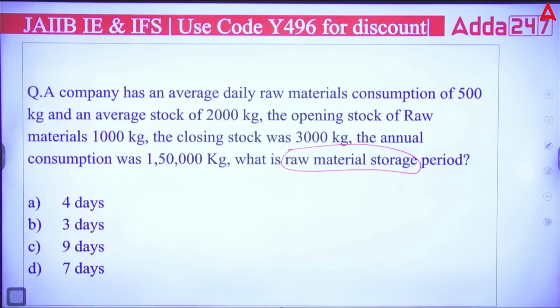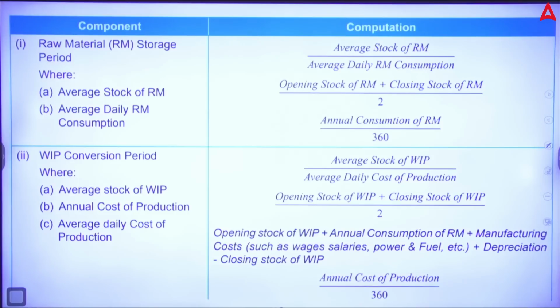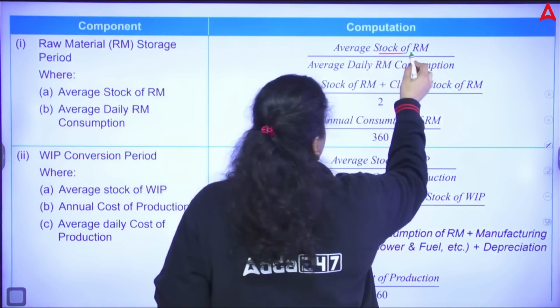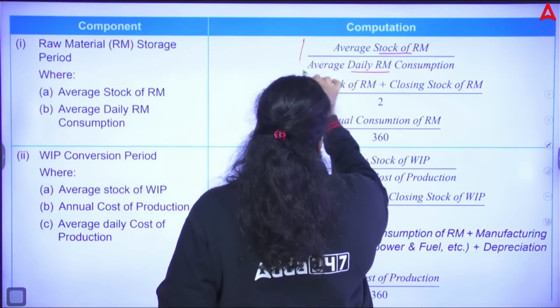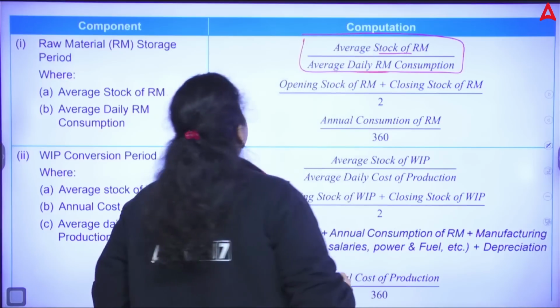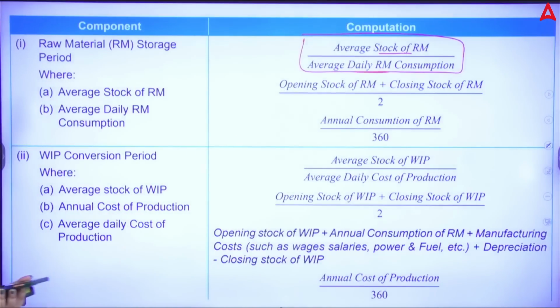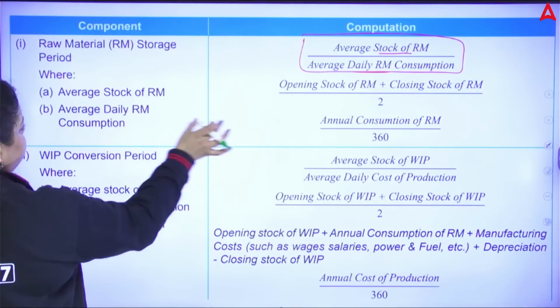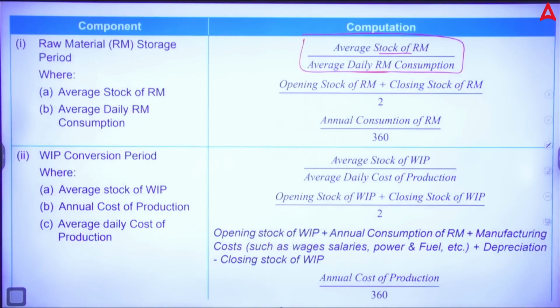So to calculate the raw material storage period, what do we require? First we require the average stock of raw material divided by the average daily raw material consumption. These two things are required to calculate your raw material storage period. You can see that the average stock of RM and average daily RM consumption, and how to calculate them, have been given to us.